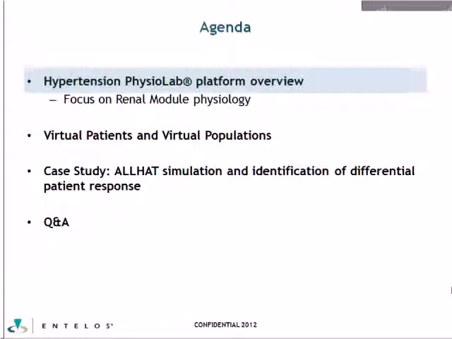So in this case, we'll be specifically looking at the diversity that we have in virtual patients and be able to perhaps identify what patients would respond best to certain therapies versus another, as the ALLHAT trial in general showed a pretty much similar response to therapy in all of its arms.